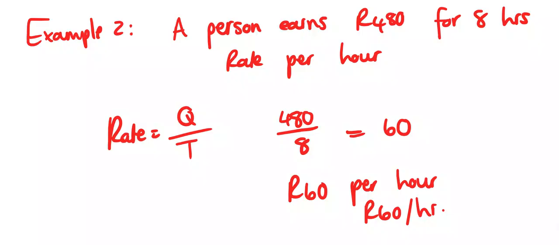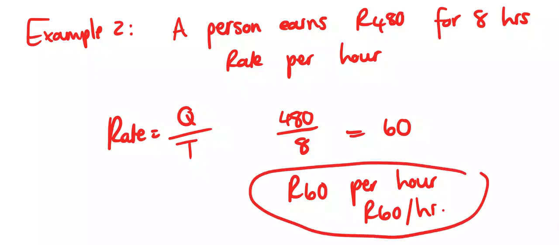And you always have to write down your answer per hour, or 50 kilometers per hour, or 6 books per minute, or 6 pages per minute. You have to indicate this part. This part is very, very important. Don't just get to your answer like this and then not indicate how many minutes or how many hours. You have to do that. That is very important.